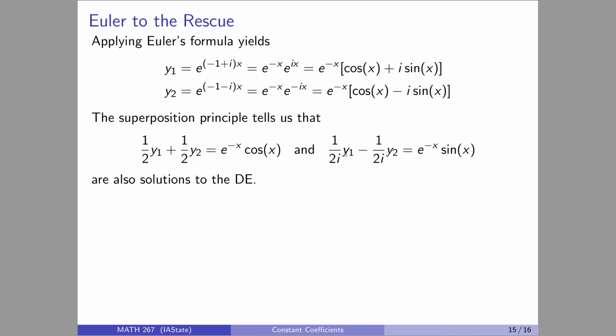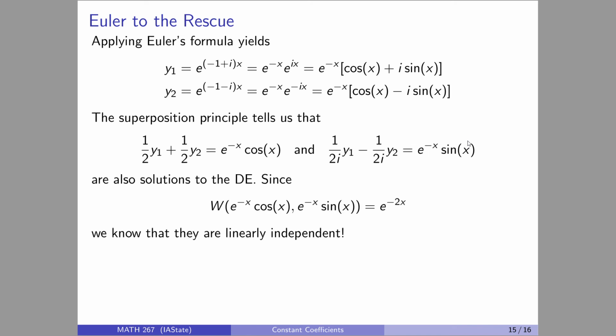And likewise, if I take y1, divide by 2i, same deal here. And if you work the details out, you'll just get e to the -x sine of x. So it will remove the i's for us. So superposition gives me 2 solutions that, note, have no complex numbers running around. They're now real solutions. And you can check, the Wronskian is non-zero.